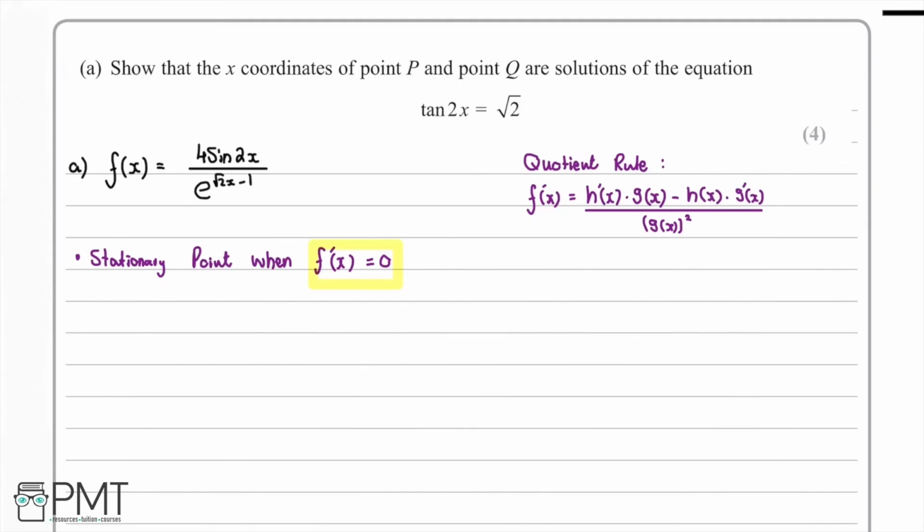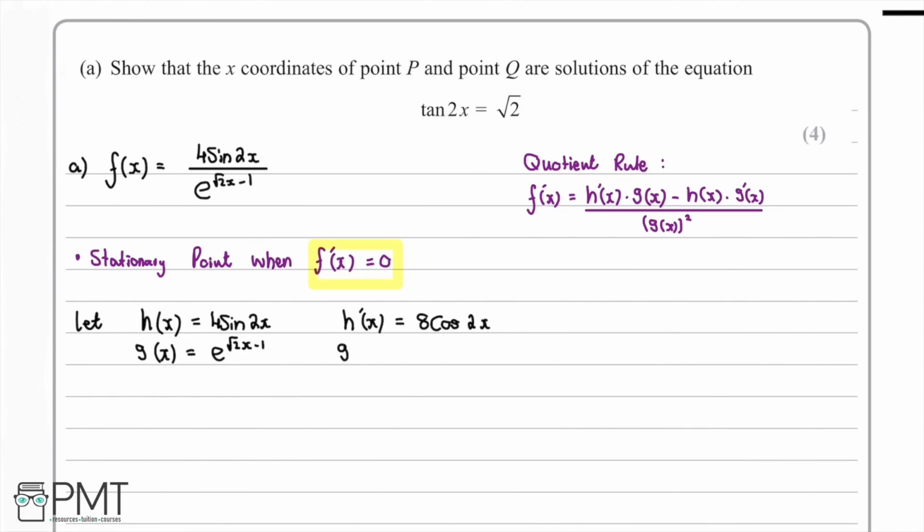So just writing all this down, we can do as follows. Let h of x be our numerator, so that's equal to 4 sine 2x, and then let g of x be equal to our denominator, which is e^(root 2 x minus 1). Then we can work out the derivative of 4 sine 2x. Using the chain rule and our knowledge of trig differentiation, we'll have 2 times 4, so we'll have 8, and then sine goes to cos, so we'll have cos 2x.